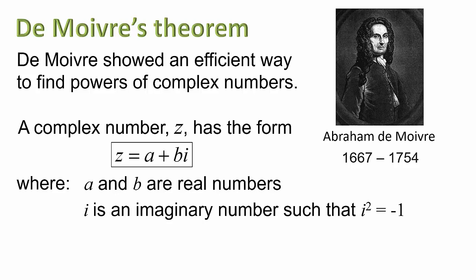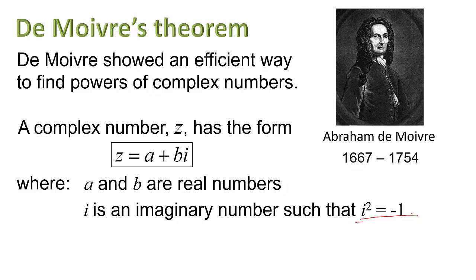A complex number, and we usually use the letter z for that, is represented by z equals a plus bi, where a and b are real numbers and i is the symbol that is used to state that it has the property of i squared equals -1. Now that's counterintuitive, isn't it?